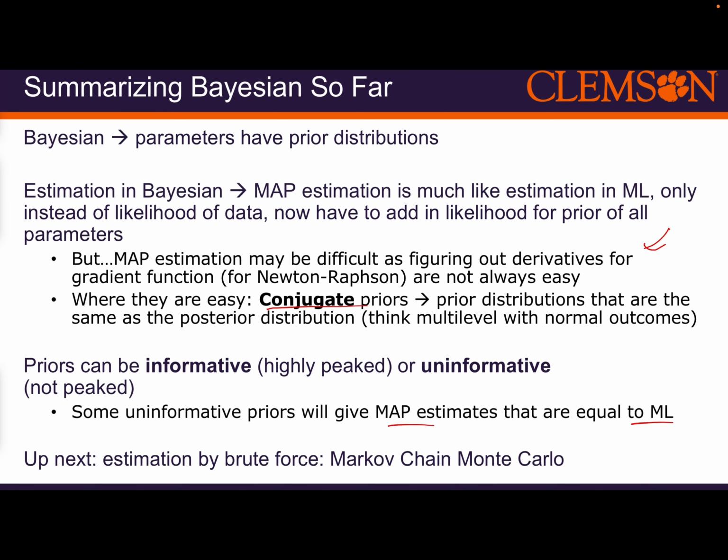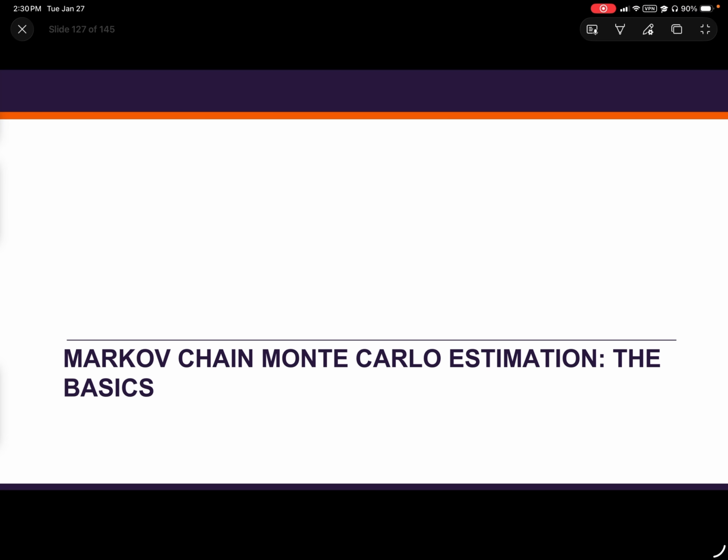So next, let's talk about Markov chain Monte Carlo, where we can actually use a sampling approach for estimation. Markov chain Monte Carlo is the engine that drives most of what I do for Bayesian. Let's put it that way. I can't generalize to everybody, but for me, MCMC is what I use when I use Bayesian statistics.